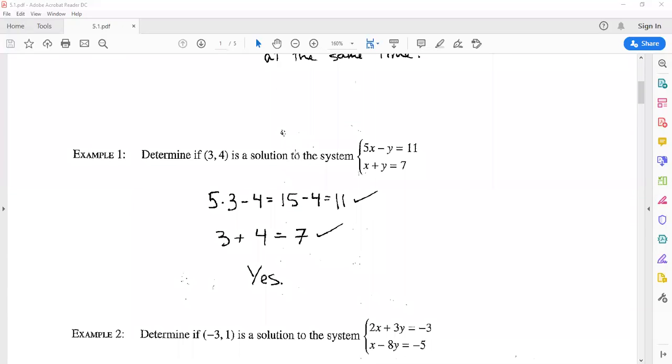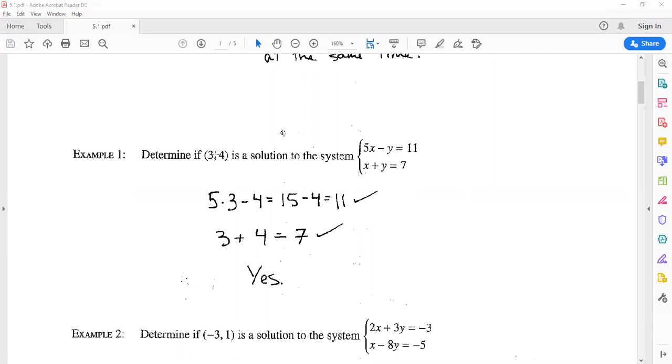So just to see some examples here of a solution and a non-solution, let's look at the following. They give us here a system of two equations, 5x - y = 11, and x + y = 7. And they ask us to determine if the pair x = 3, y = 4 is a solution to this system.